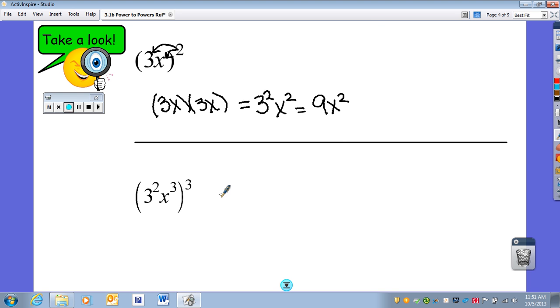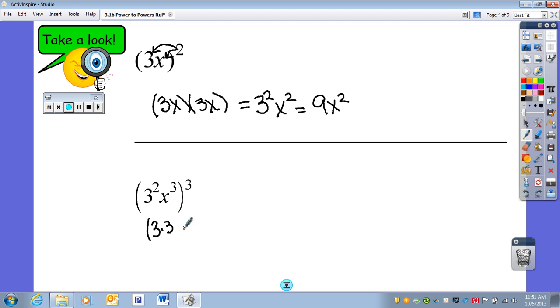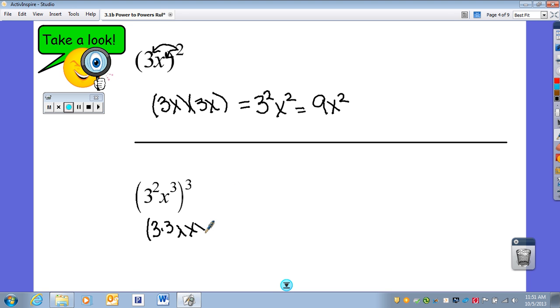When I have 3 to the second power x to the third, and I'm going to expand that, I'm going to have 3 to the second power, which is 2 3's, and then I'm going to have x to the third power, which means there are 3 x's. This exponent of 3 tells me that I need 3 of these groupings. So I have 3 times 3 and 3 x's, and 3 times 3 and 3 x's. When I simplify, I'm going to keep the base of 3, and there are 6 3's, so that will be 3 to the sixth power.